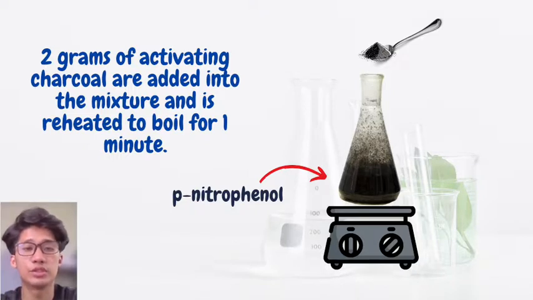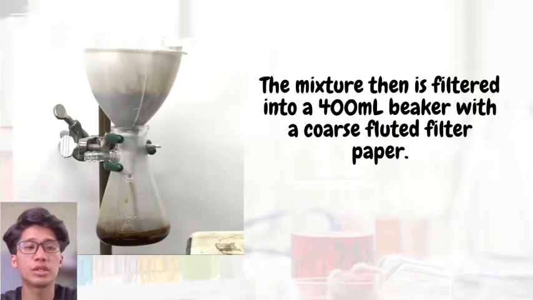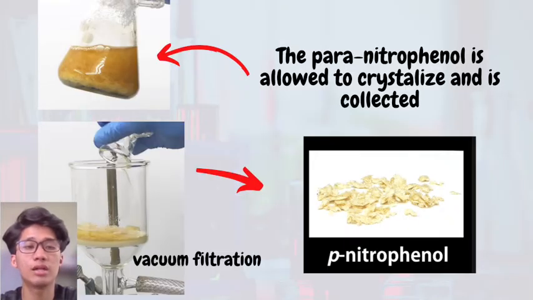The volume of the mixture is adjusted to 200 ml and 2 grams of activated charcoal is added. The mixture is reheated to boiling for 1 minute. The para-nitrophenol is now dissolved in the mixture and the impurities will adhere to the activated charcoal. A hot filtration is quickly done with a coarse fluted filter paper. The obtained filtrate is allowed to cool and light yellow-colored para-nitrophenol will crystallize. They will be collected and left to dry.